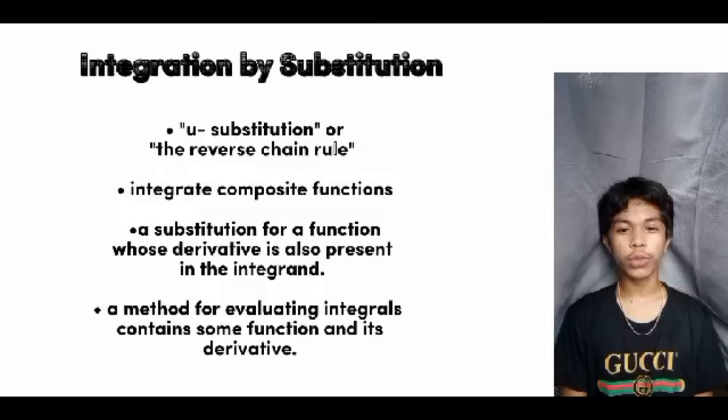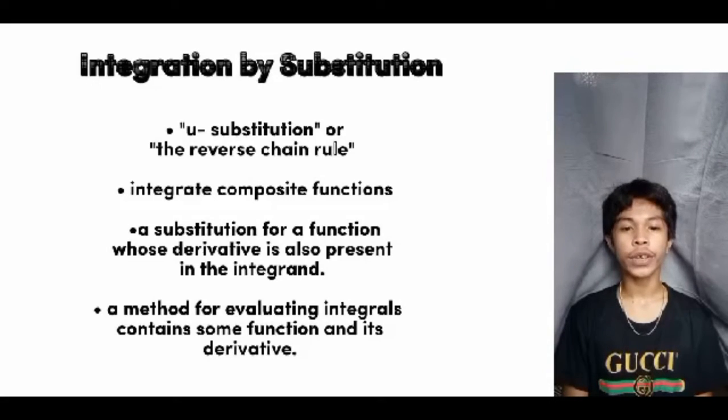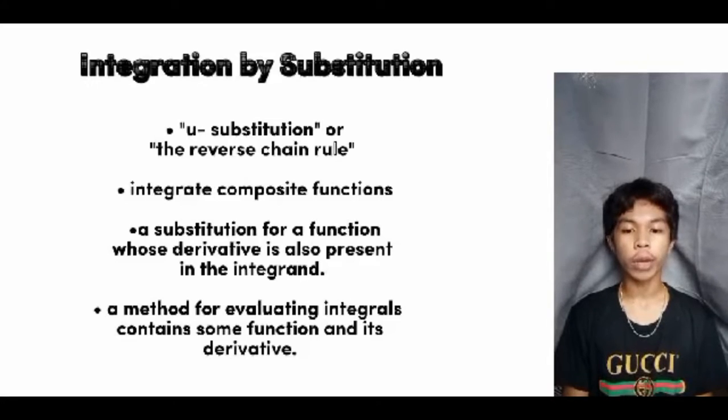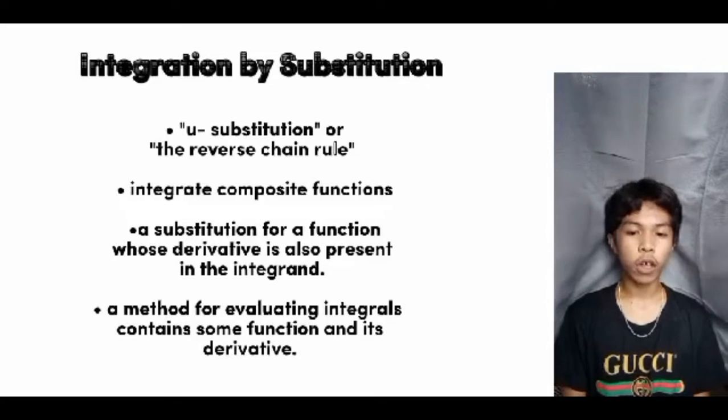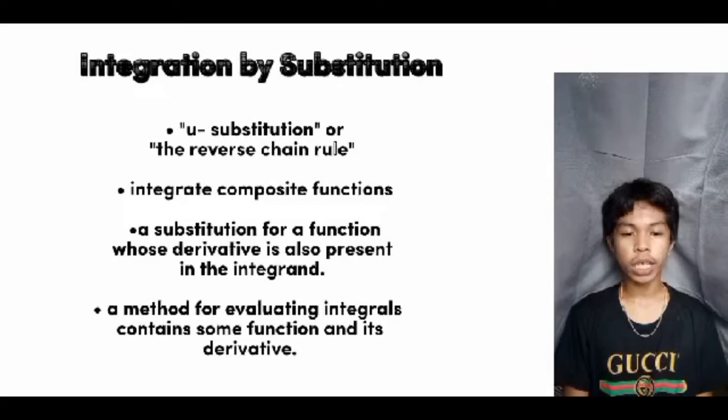Integration by substitution, also called U-substitution or the reverse chain rule, is a method to find an integral, but only when it can be set up in a special way. U-substitution essentially reverses the chain rule for derivatives. In other words, it helps us integrate composite functions. Usually, the method of integration by substitution is extremely useful when we make a substitution for a function whose derivative is also present in the integrand. The function simplifies, and then the basic formulas of integration can be used to integrate the function.